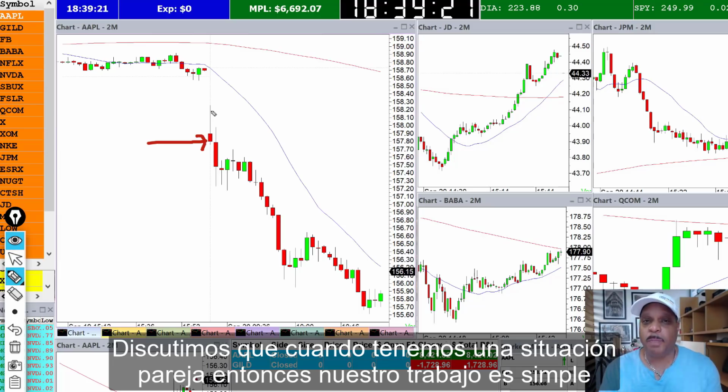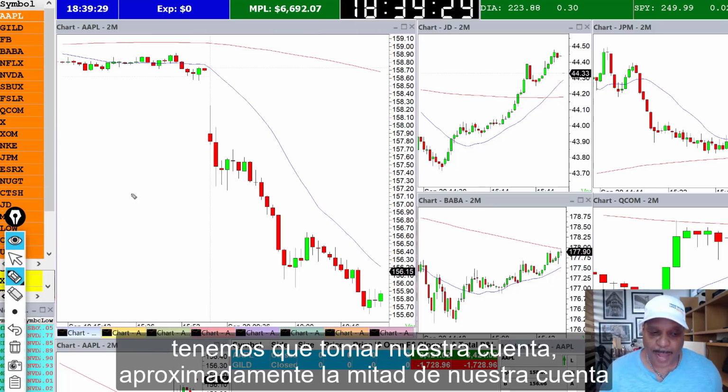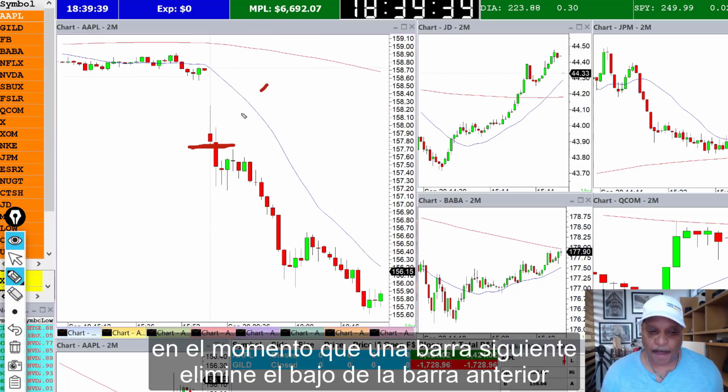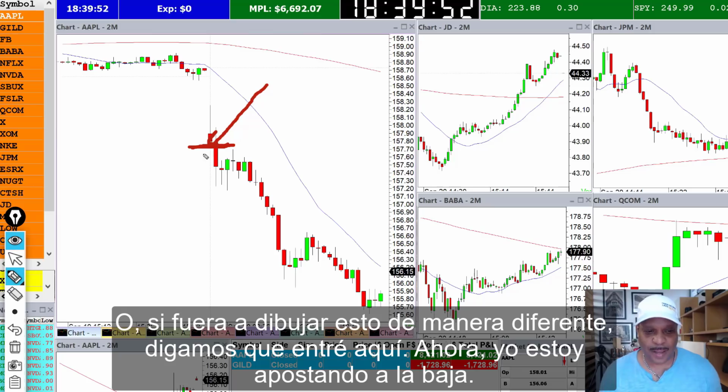So we said that when the first bar under the two moving averages is a match, a negative bar, then our actions are simple. To actually dive into the account with approximately half of the account that is available to you, you dive in. Boom! The instant the following bar or any subsequent bar violates the low of your match bar. Okay? So boom, or if I were to draw this a different way, I would say you enter here.